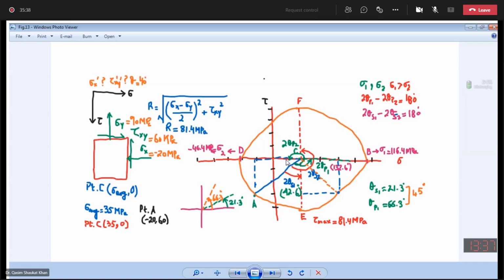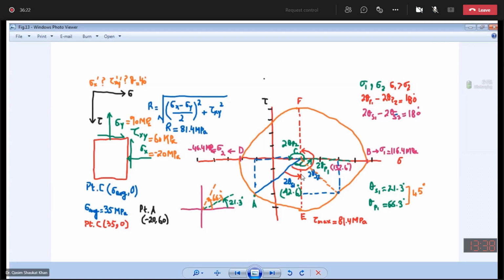Okay, 2 theta P1 is 132.5 degrees. So theta P1 will be basically 66.25 degrees. Okay.